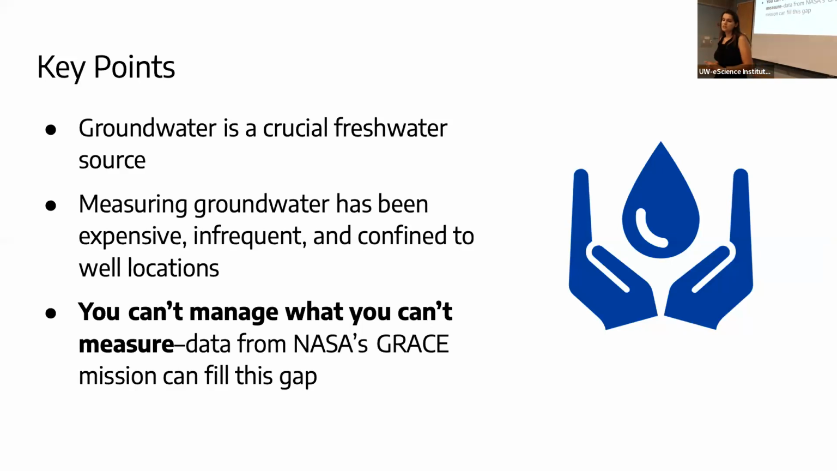So turning now to sum up what we have so far. Groundwater is a crucial freshwater resource. It's often been ignored in policy decisions and political contexts. Measuring groundwater has also historically been expensive, infrequent, and confined to well locations. And water crises are becoming more commonplace in the US and across the globe. So sustainable water, and especially sustainable groundwater management practices, are essential. To put it simply, you can't manage what you can't measure. And so our project, using data from NASA's GRACE mission, can help fill this groundwater gap.